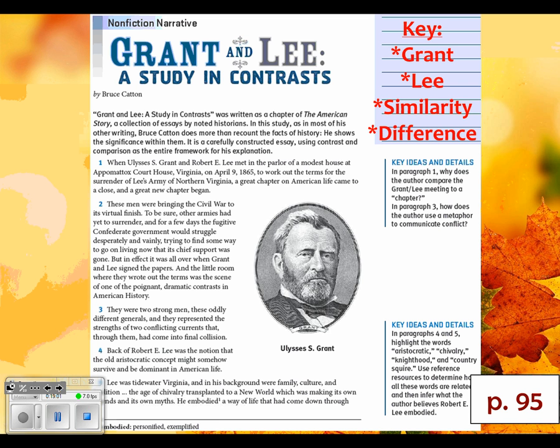So what I'm going to have you do with your partner, you're going to look at each paragraph and determine what was actually happening there. Was it just a discussion of who Grant was or who Lee was? Was it a similarity or a difference? So aside from making those markings, I also want you to be able to highlight what was the key info. So what happened in those paragraphs?